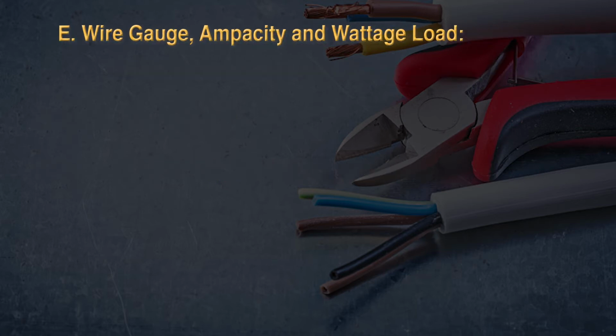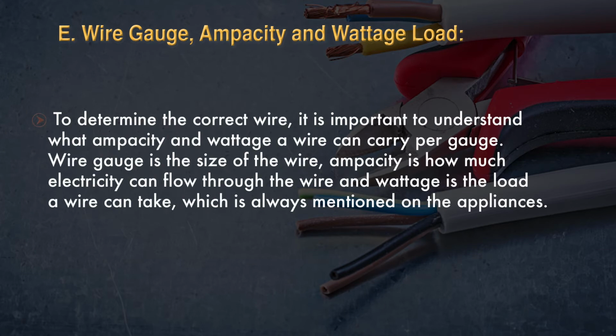Now we are going to discuss wire gauge, ampacity and wattage load. To determine the correct wire, it is important to understand what ampacity and wattage a wire can carry per gauge. Wire gauge is the size of the wire. Ampacity is how much electricity can flow through the wire. And wattage is the load a wire can take, which is always mentioned on the appliances.